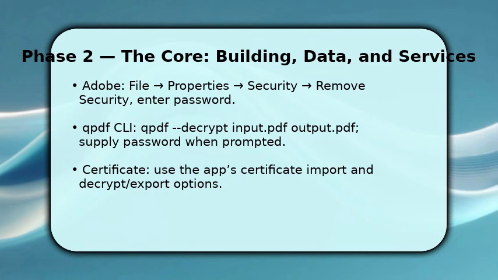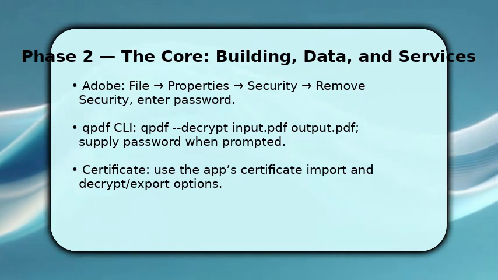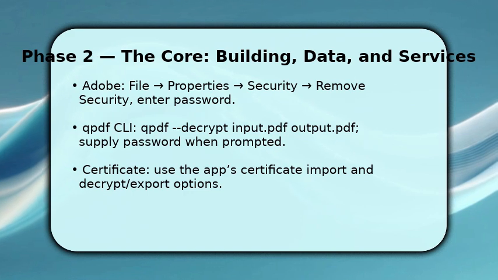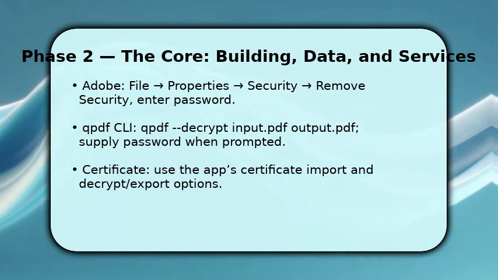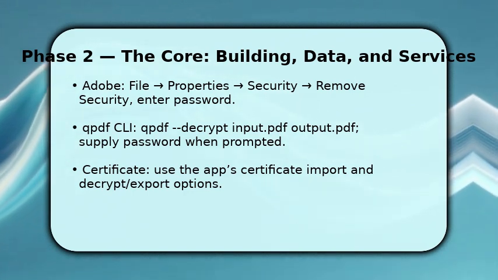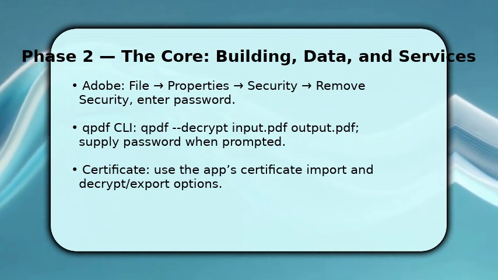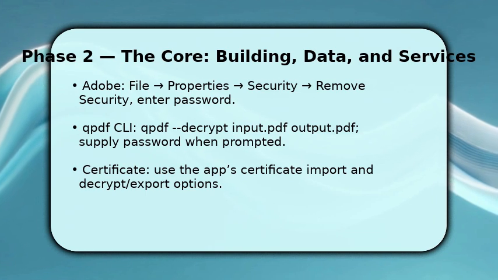Next, you perform the actual decryption step because this converts the protected file into a normal PDF. If using Acrobat, access security settings and choose Remove Security, then type the password. Acrobat writes a new unencrypted file.